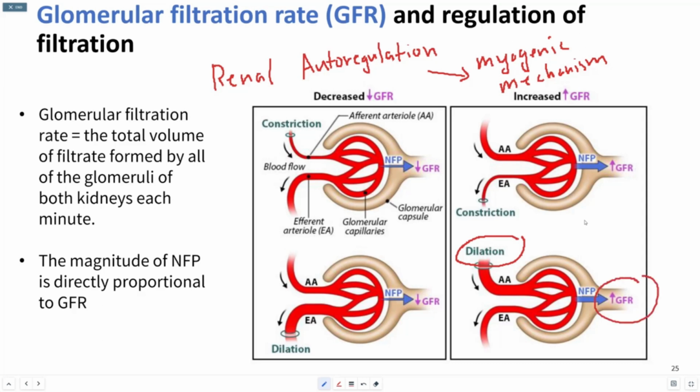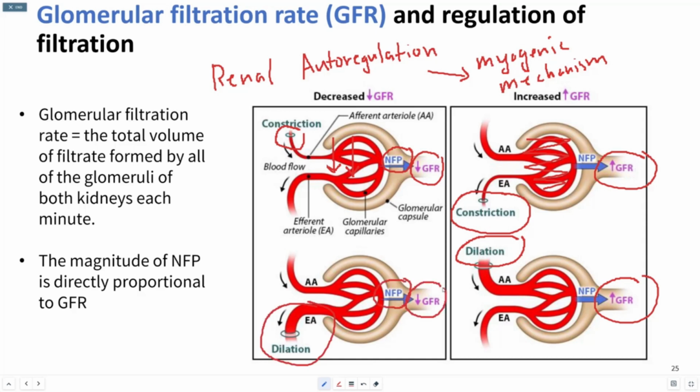Another way you can control this is by constricting the efferent arteriole. If you were to constrict the arteriole, you would trap more blood inside the glomerulus, therefore also creating a situation where you increase GFR. On the other side, let's say you have too much blood, then you can cause a constriction at the afferent arteriole that will then reduce the amount of blood coming in, therefore the blood amount over here will drop, and hence NFP will go down and GFR will go down. Likewise, if you were to dilate the afferent arteriole, you would increase blood flow and NFP, and therefore also increase GFR.